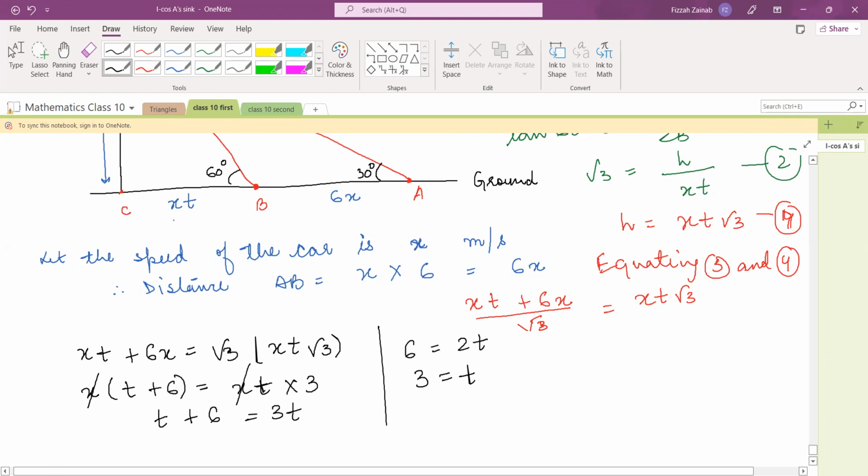Now what was my T? T was actually the time from C to B. Understood? Look in the figure. T is the time from C to B. So that time I have got T is equal to 3. So therefore your distance CB becomes X into T, that becomes X is, okay, X I don't know.